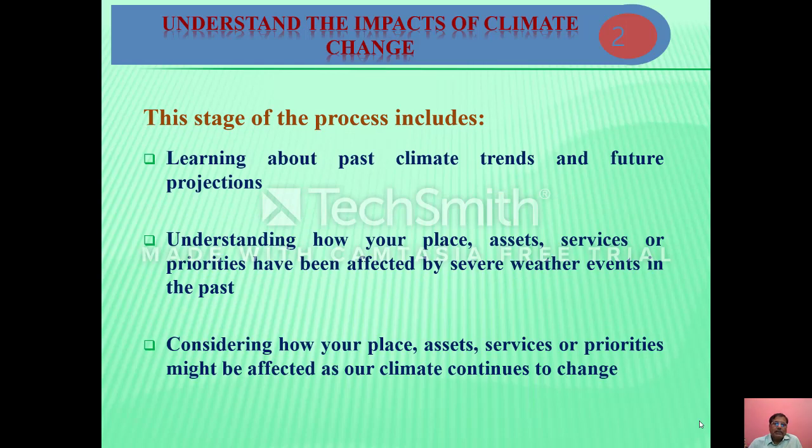The second stage is understanding the impact of climate change. So it includes learning about past climate trends and future projections, then understanding how your place, asset, services, or priorities have been affected by severe weather events in the past, and then considering how your place, asset, services, or priorities might be affected as our climate continues to change.